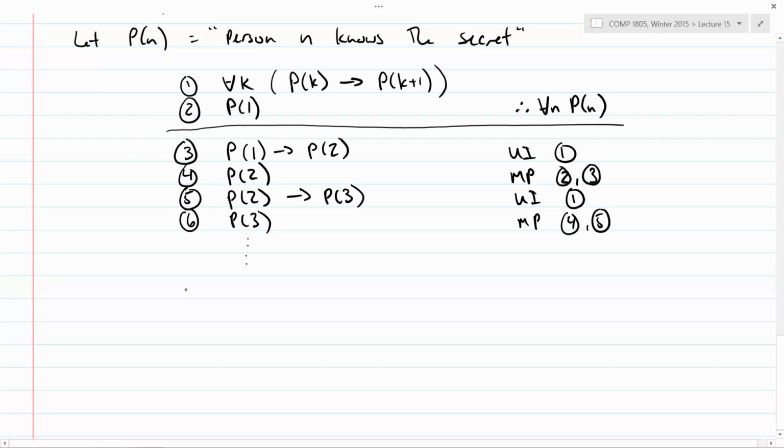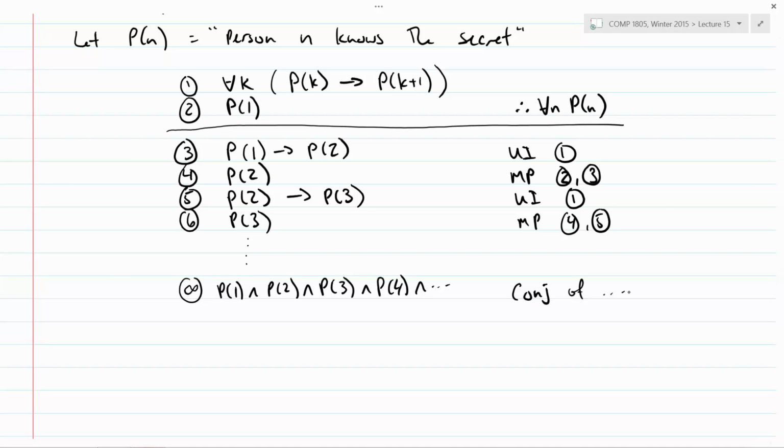So eventually, at step infinity, if you like, I will have P1 and P2 and P3 and P4 and so on. And that's just by conjunction of a bunch of stuff. And now I have the conjunction that says the predicate P is true of everything in the universe of discourse. And that's exactly the definition of the universal quantifier. So this thing here is exactly the same as for all n Pn, which is my conclusion.